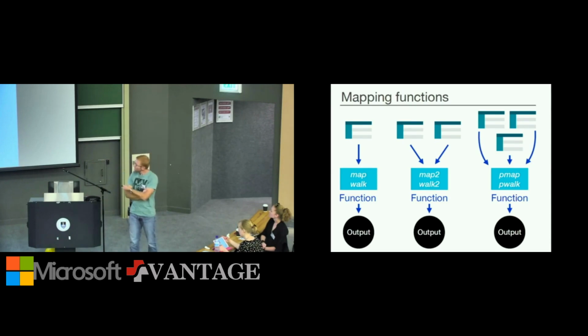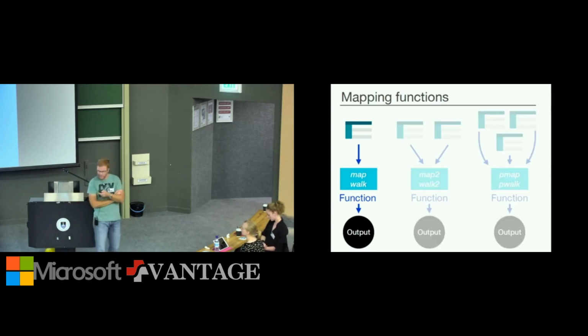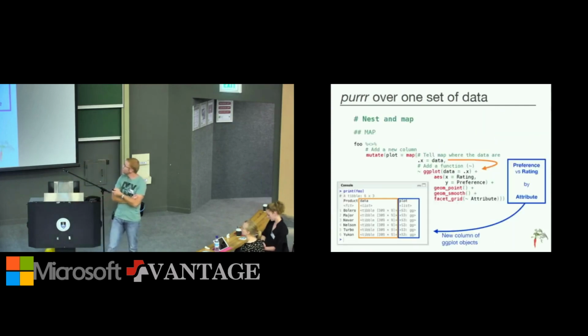Map, the standard function, is one data input, one output. Map2 and walk2, two data inputs get used by the function, and then you have your output. Pmap is where you take any number you want, greater than two, and you shove it in there, you apply your function lots and lots of times with lots of different data inputs, and you get the output.